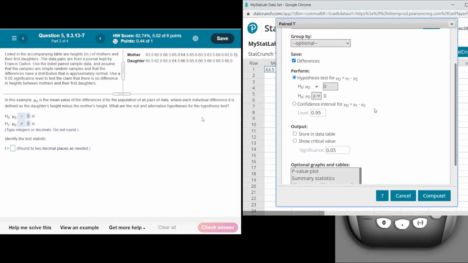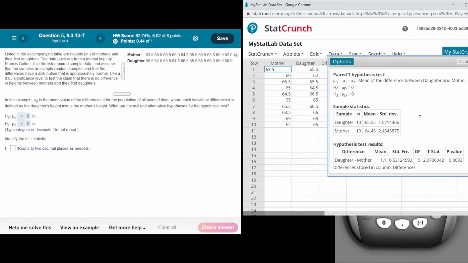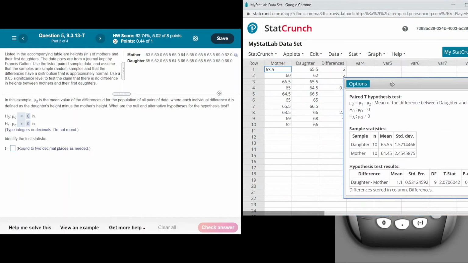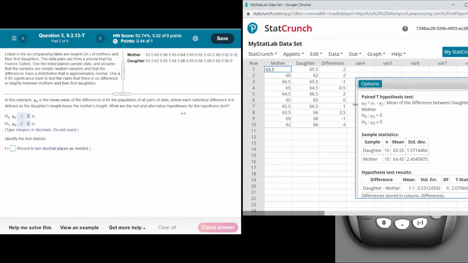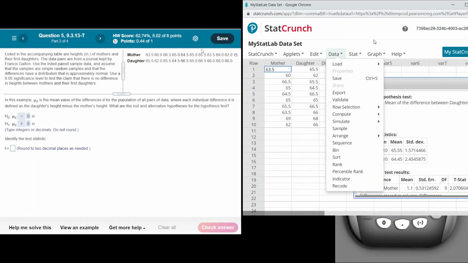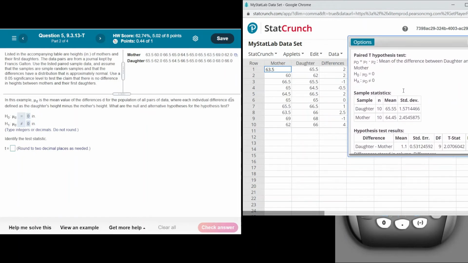Yeah, everything here is the same. And who knows, maybe they'll be nice enough to give us the statistics and everything like that. I'm going to put summary statistics too. Why not? Compute. Okay, so you can see we have everything here. If we move this away, they actually gave us a set of data. So just in case this doesn't work, we're just going to run to our trusty TI-84 and use that. But anyway, we have some statistics going on.